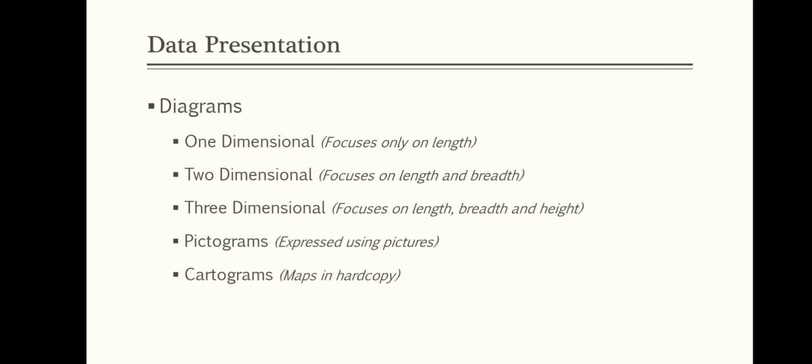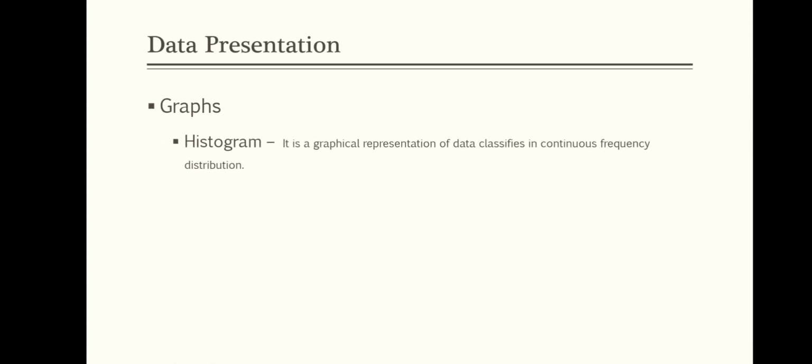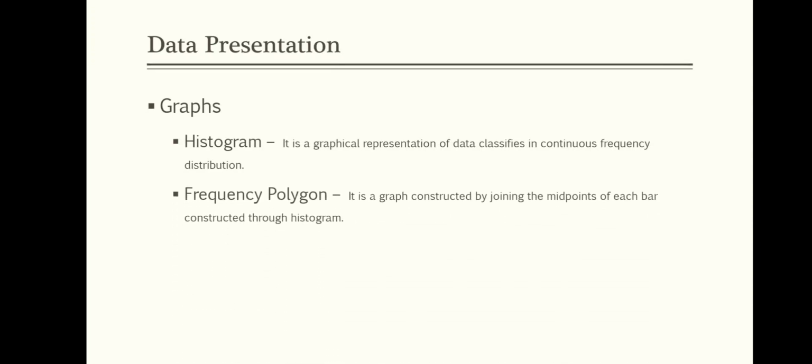The fourth submodule in data presentation is graphs. There are four types of graphical representation of data. When compared to diagrams and graphs, graphs are more accurate, whereas diagrams are merely approximate. Let us see each type of graph one by one. First, histogram. It is a graphical representation of data classified based on continuous frequency distribution. Next, frequency polygon.